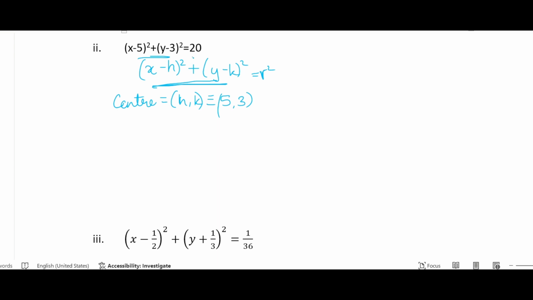And then you realize that this is r square. Since that is r square, your radius will be under root 20, which is essentially 2 root 5, right? We're done with our second sub question.